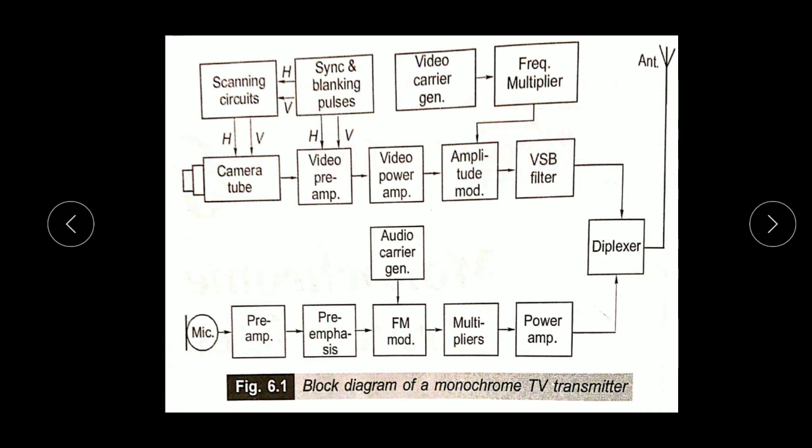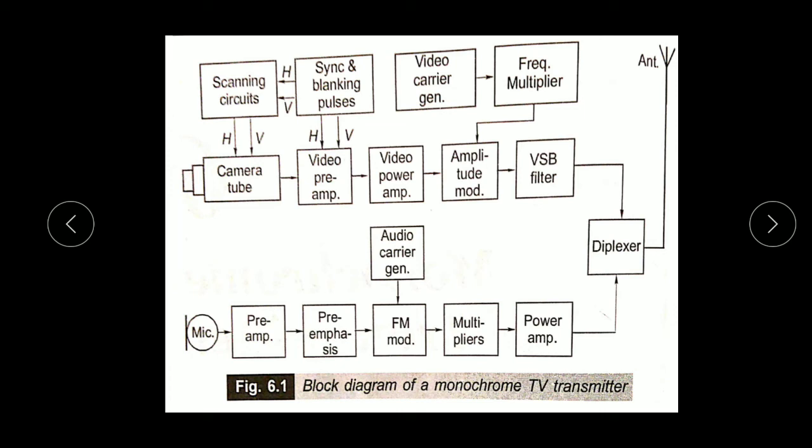The second thing is the audio signal. We record the audio signal through the mic. The mic is a transducer that converts the audio signal into an electrical signal. Then we pre-amplify and apply pre-emphasis. Pre-emphasis is enhancing the power level at higher frequency components to maintain the signal to noise ratio. We use this concept generally to maintain the signal to noise ratio.